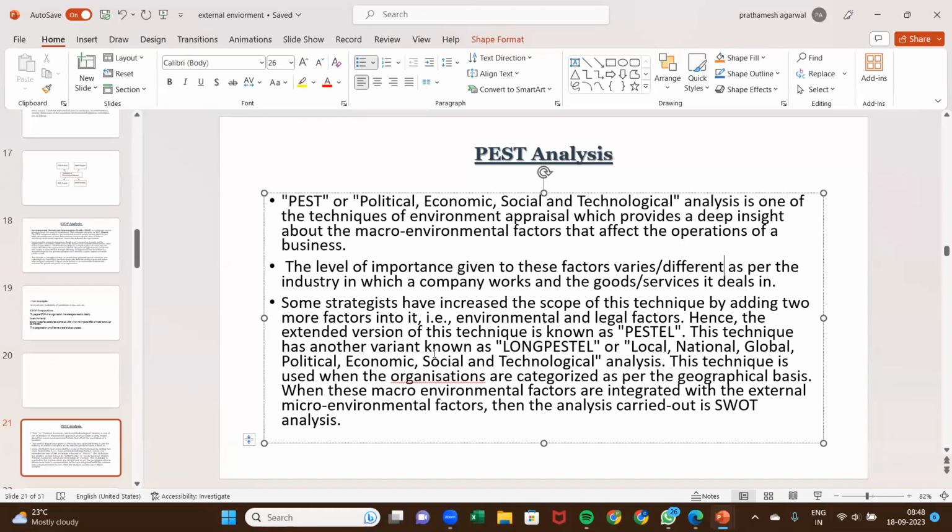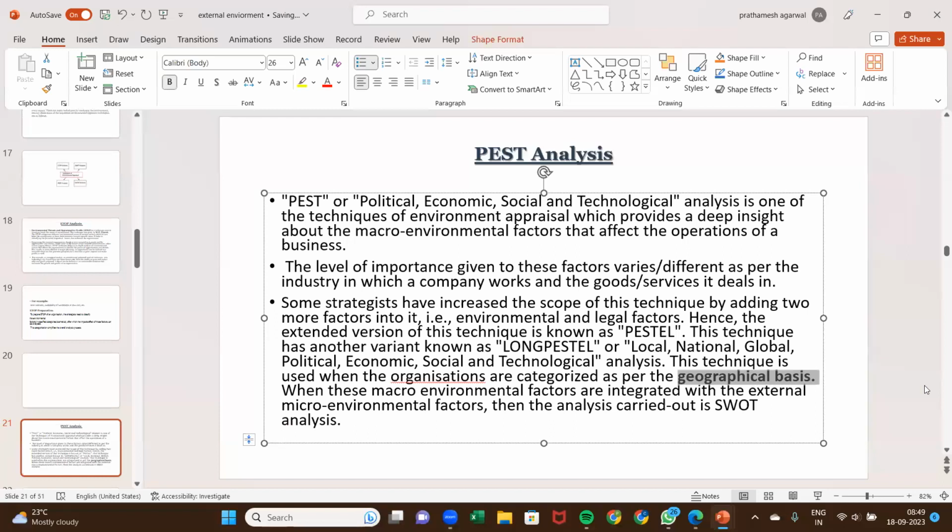This technique has another variant known as LONG PESTLE. First it was PEST, then it became PESTLE, then it became LONG PESTLE. Now, what is the meaning of LONG PESTLE? Local, national, global, political, economical, social, and technological analysis. This technique is used when the organizations are classified on a geographical basis.